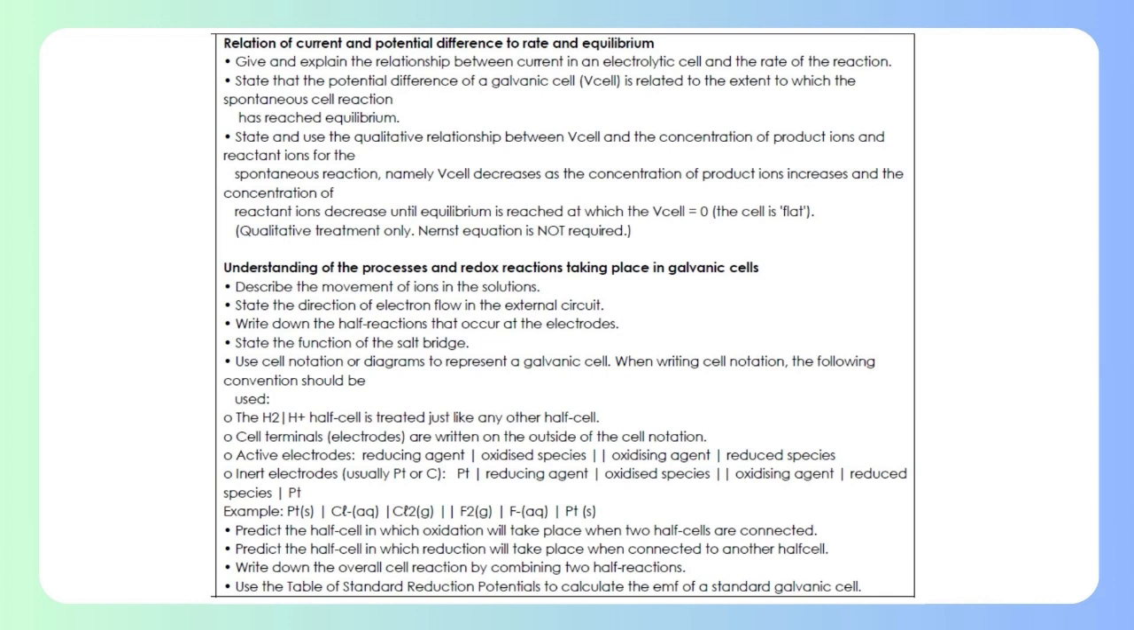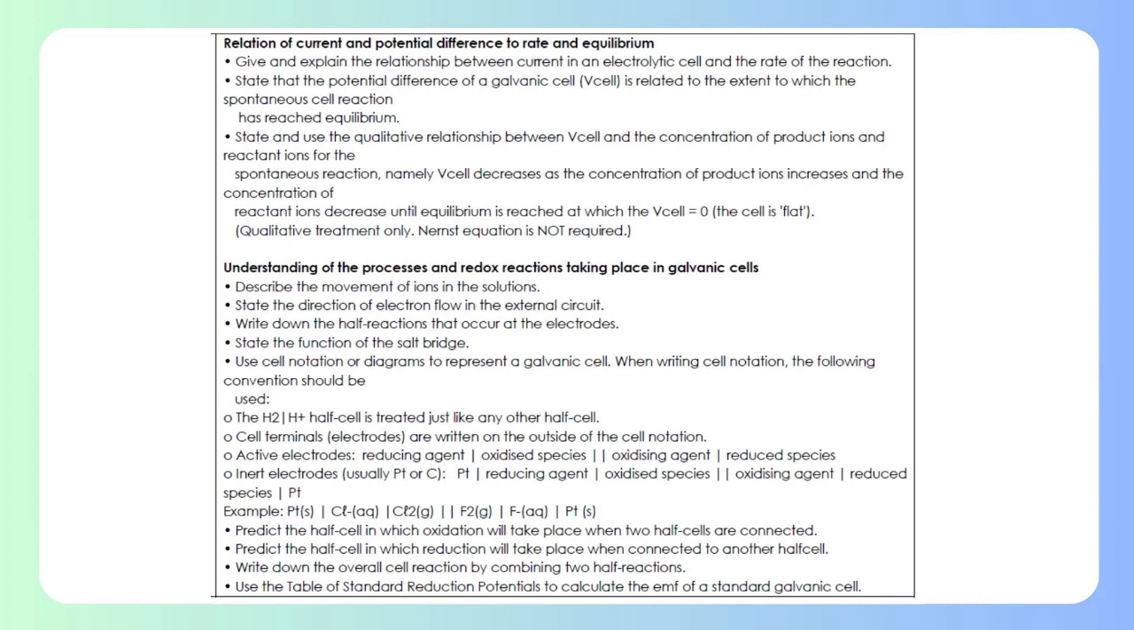for the spontaneous reaction, namely cell potential decreases as the concentration of product ions increases and the concentration of reactant ions decreases, until equilibrium is reached, at which the cell potential equals zero, the cell is flat. Qualitative treatment only. The Nernst equation is not required.